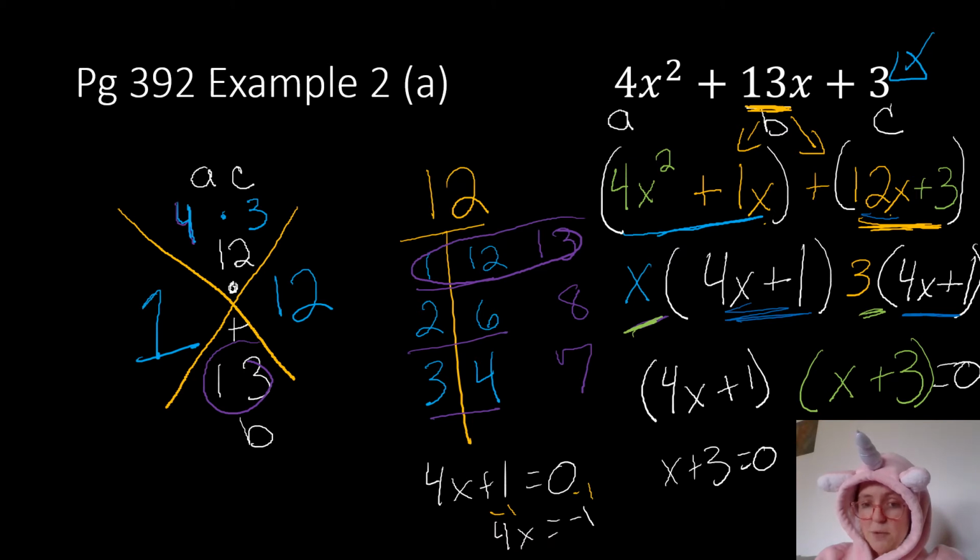And then, I'm running out of space, divide both sides by 4. Teeny tiny 4. And we'd wind up here with x equals negative 1/4. That's a 4. And over on the other one, we would subtract 3 from both sides, and we'd wind up with x equals negative 3.